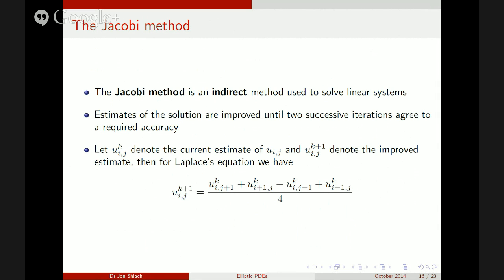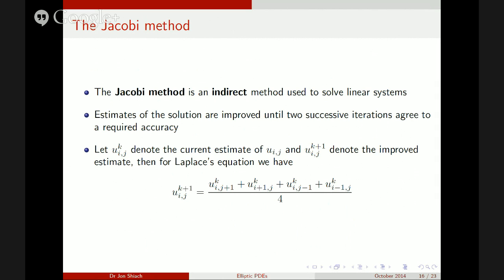A direct method means we just rearrange the equations and solve as per normal using algebraic techniques. An indirect method is what we call an iterative method. What we do is we calculate an estimate of the solution, and then we keep improving on our estimate until we get what we think is a pretty good solution. So we start off with some estimate, and we improve until 2 successive iterations agree to a required accuracy. We don't ever get the exact solution using an indirect method. It's an estimate of the solution, but it's a very good estimate. The more we iterate, the more we improve, the better our solution is.